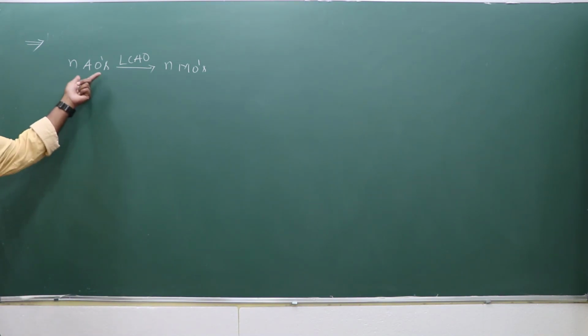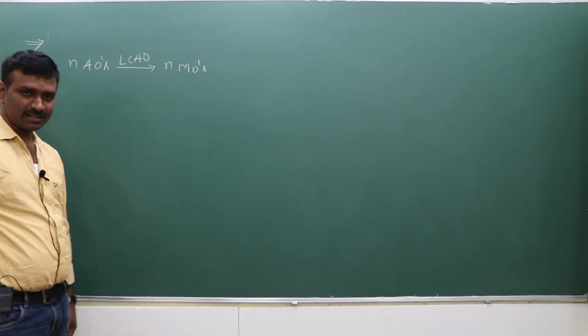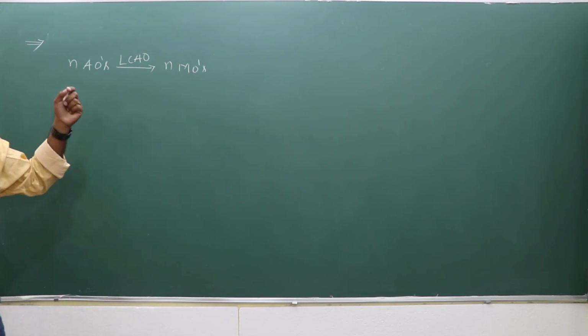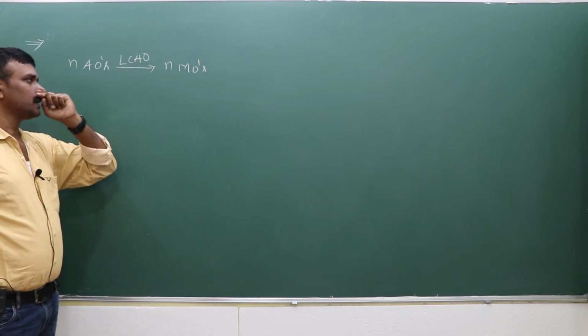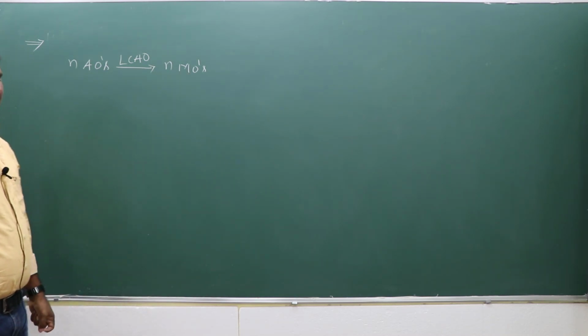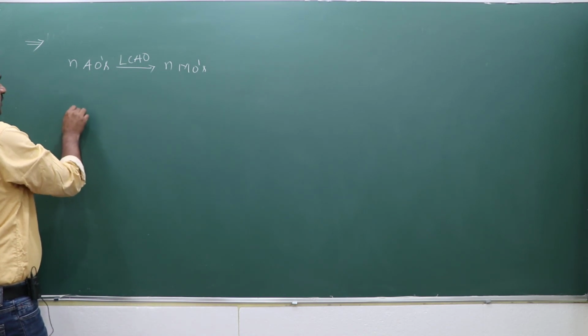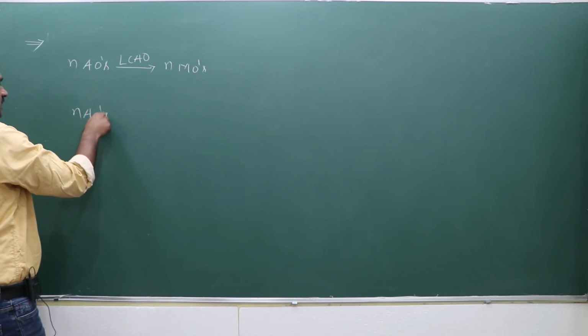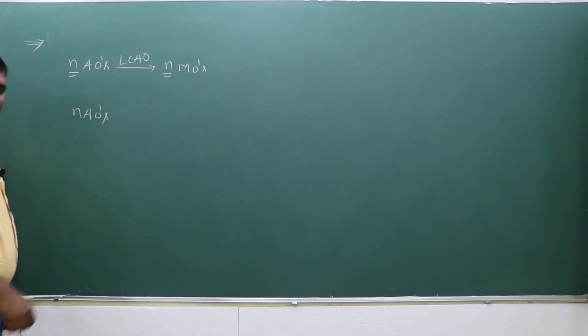If atomic orbitals of the same atom mix, that may lead to hybridization. If it is different atoms, atomic orbitals mix in the linear combination of atomic orbitals method, and molecular orbitals are generated. If n number of atomic orbitals mix, n number of molecular orbitals are generated.